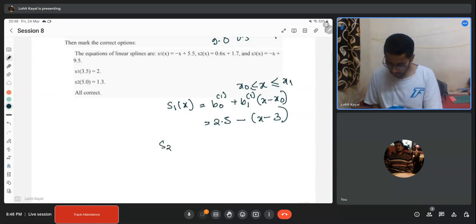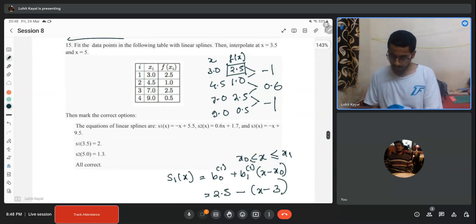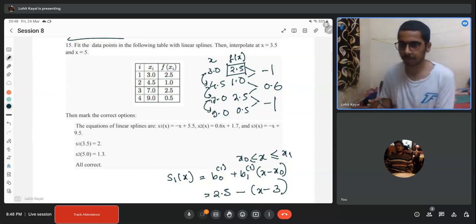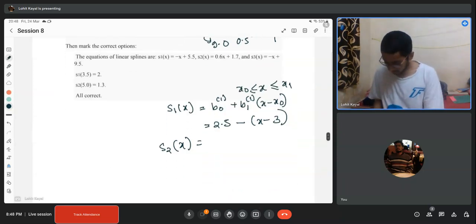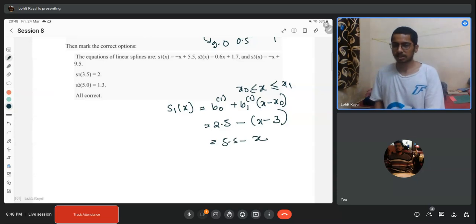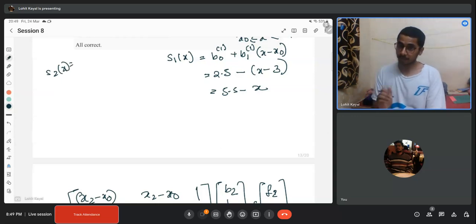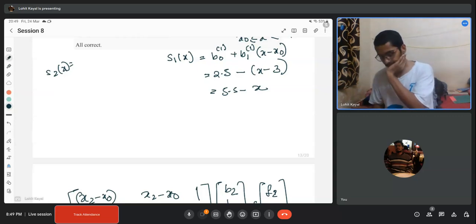Now what is s2 of x? How many straight lines can we draw? x0 and x1, x1 and x2, and x2 and x3. So three different straight lines we can draw. If I simplify it, it will be 5.5 minus x. So this is s1 of x. Now s2 of x will be valid when x is less than or equal to x2 and greater than or equal to x1.